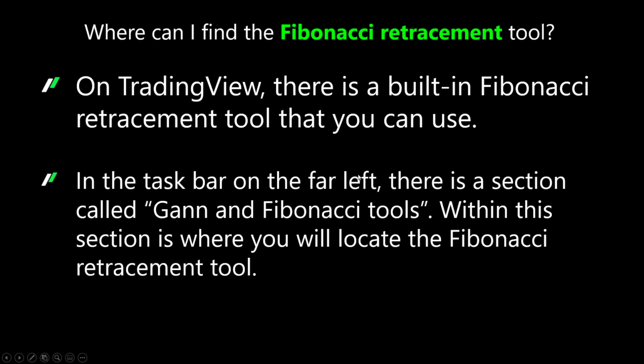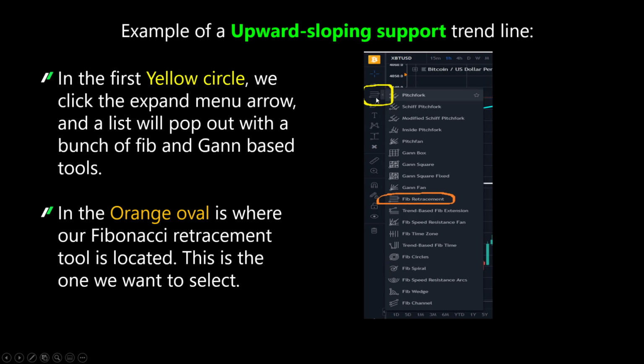So where can we find the Fibonacci retracement tool? Now, I will go through these with you in just a minute on the Q&A. For some reason, my video is lagging a little bit, so I apologize for that. But in the taskbar on the far left, there's a section called Gann and Fibonacci tools. So I'm going to show you that right now. On the left, you're going to see this little arrow right here. You pop that arrow out, you go down, and then you find the Fib retracement tool and then the trend-based Fib extension tool. So what we're going to use is Fib retracement, okay?